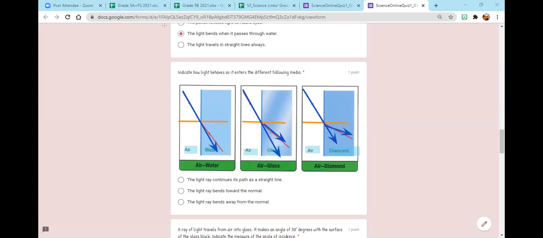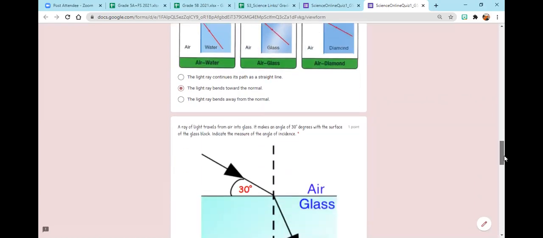So the light ray continues its path as a straight line. This is wrong. It bends away from the normal. Also this is wrong. The correct one is that the light ray bends towards the normal, closer to the normal.